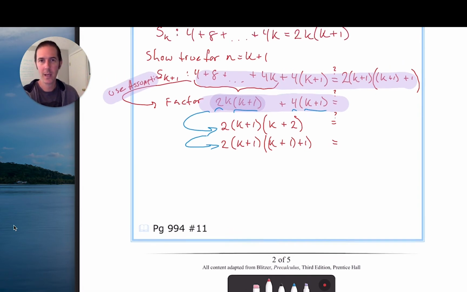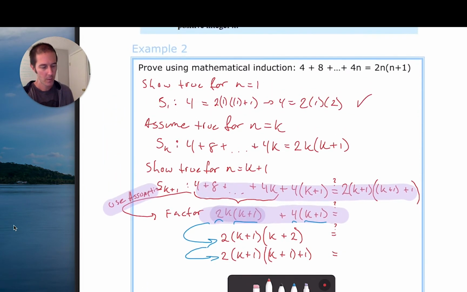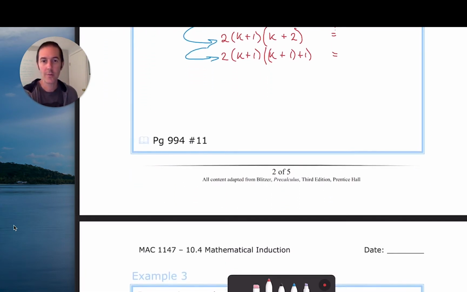If I'm on the kth step, I will be able to make it to the k plus first step. So if I'm standing on 1, I'll be able to make it to 2. If I'm standing on the second step, I'll be able to make it to the third, and so on forever. So we have proven that this statement up here is true for all integer values of n.